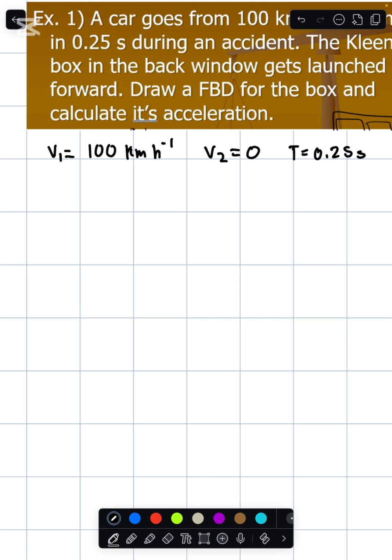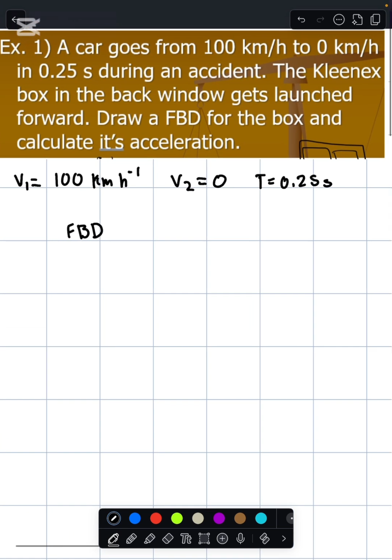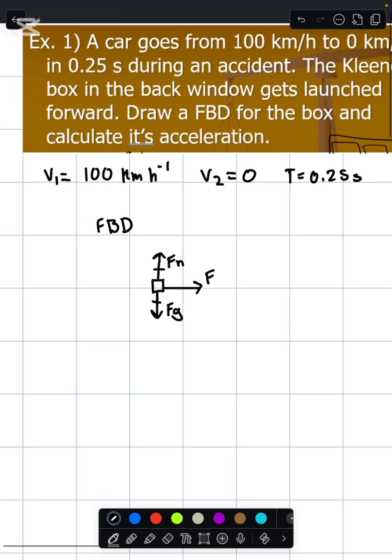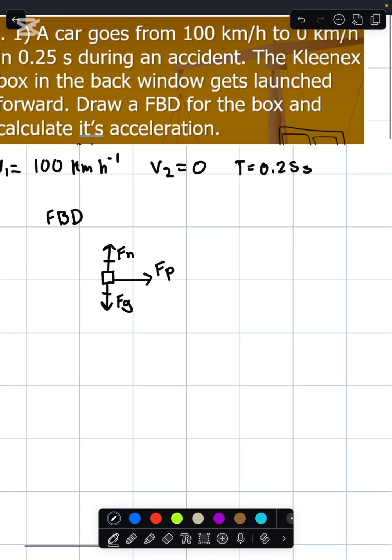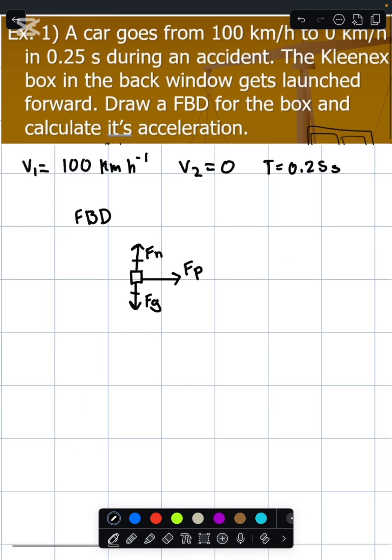So our free body diagram, FBD. So we have two forces acting on it. For our FBD, this will be our Kleenex. We're going to have our force normal, that is going to be equal to our force of gravity. And then we're going to have our FP, which will be when the car stops moving, the sudden jolt from the car will send the Kleenex flying. So those are the three forces acting on it.